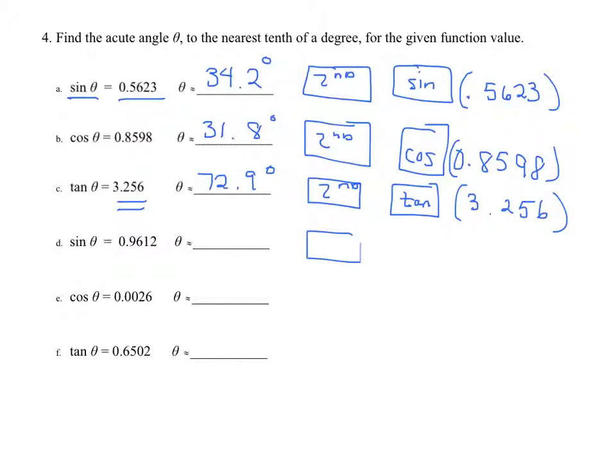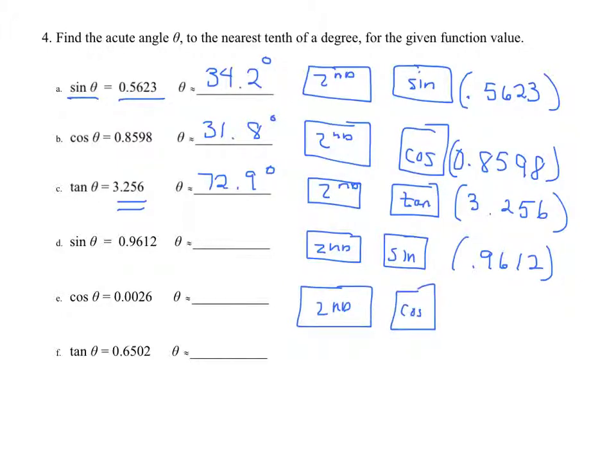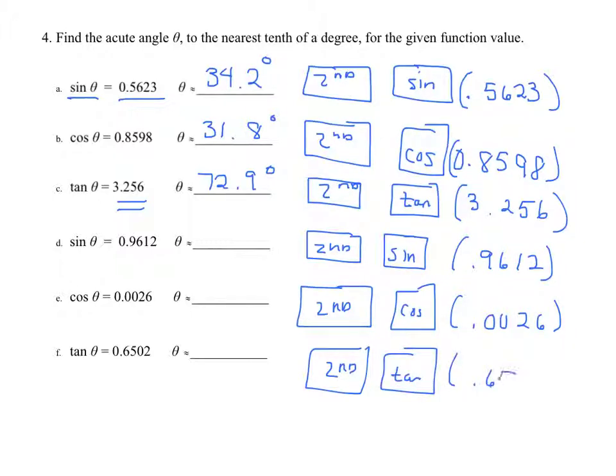This will be second sine of 0.9612. This one's going to be second cosine of 0.0026, and this one will be second tangent and 0.6502. Perfect. So I'll quickly do those so you're not totally bored.